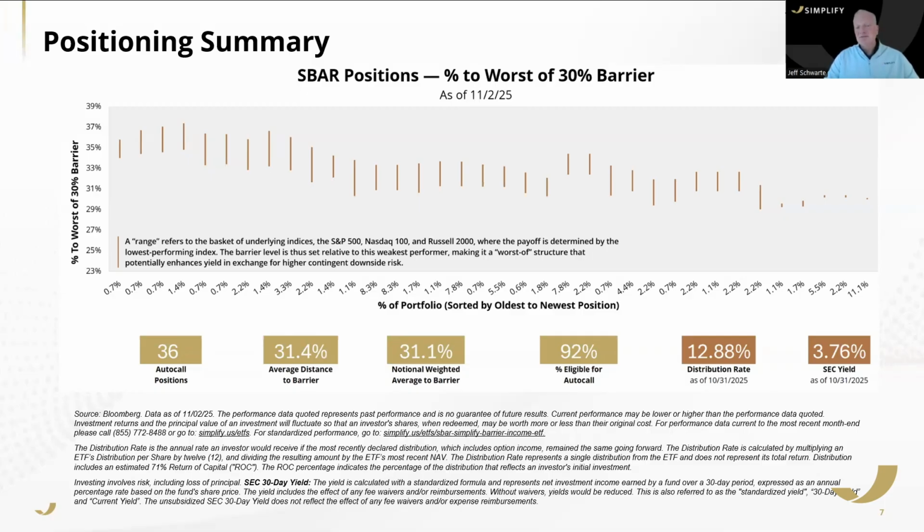Notional weight probably makes the most amount of sense. So what that would mean is the equity markets would have to go down more than 31% for a particular position on average, or the entire portfolio on average, to participate. Again, these are laddered, so we've diversified that risk out.